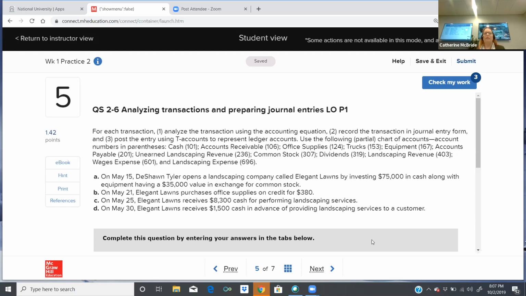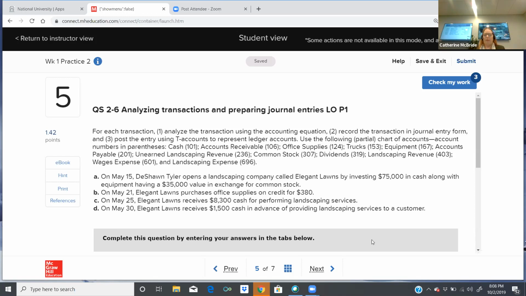Equipment. What type of account is equipment? Equipment is also an asset. So write down asset next to equipment. Now the last one's easy. What type of account is common stock? It's common stock, part of equity. Now the last thing we're going to do is ask, do we debit it or credit it?